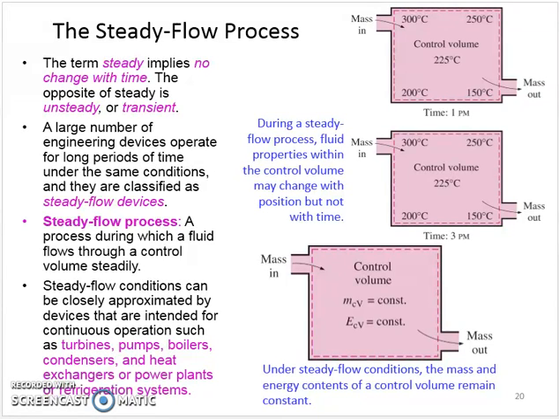Then, steady flow process. The term steady implies no change with time. The opposite of steady is unsteady or transient, where the process changes with time. A large number of engineering devices operate for long periods of time under the same conditions, and they are classified as steady flow devices.